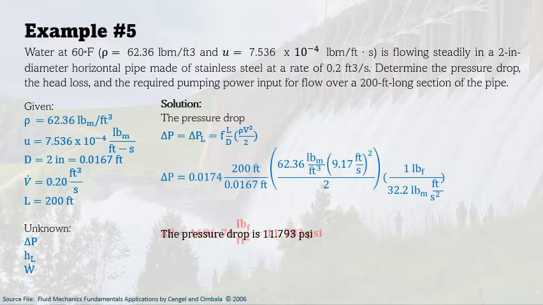So the pressure drop is 11.783 psi. We simply convert the result by dividing it by 144 so that the result would be in pound force per inches squared, or psi. So the pressure drop in psi is 11.783.